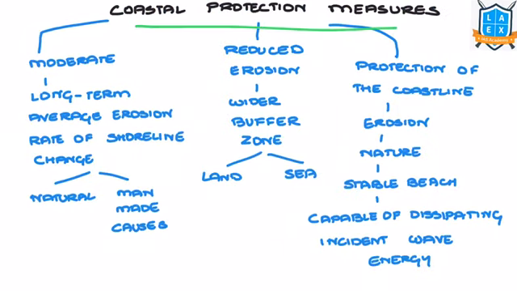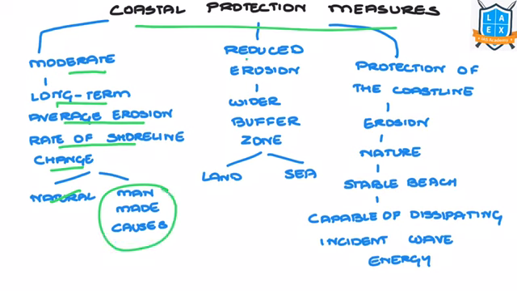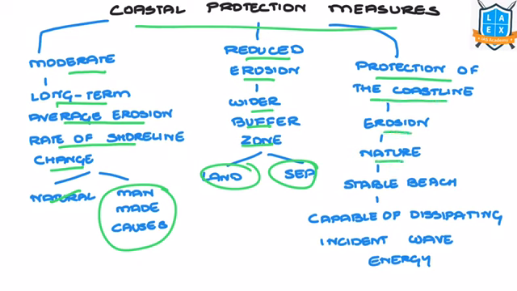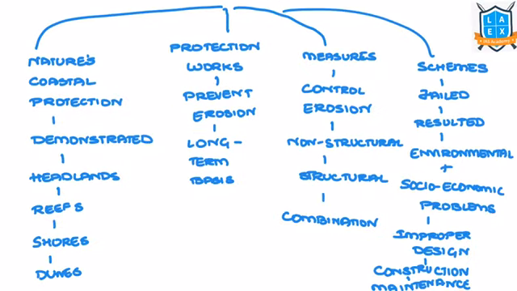Coastal protection measures. The coastal protection measures moderate the long-term average erosion rate of shoreline change from natural or man-made causes. Reduced erosion means a wide buffer zone between the land and the sea. Protection of the coastline from erosion is provided by nature in the form of a stable beach capable of dissipating incident wave energy. Nature's coastal protection is also demonstrated at the headlands, reefs, shores, dunes, etc.